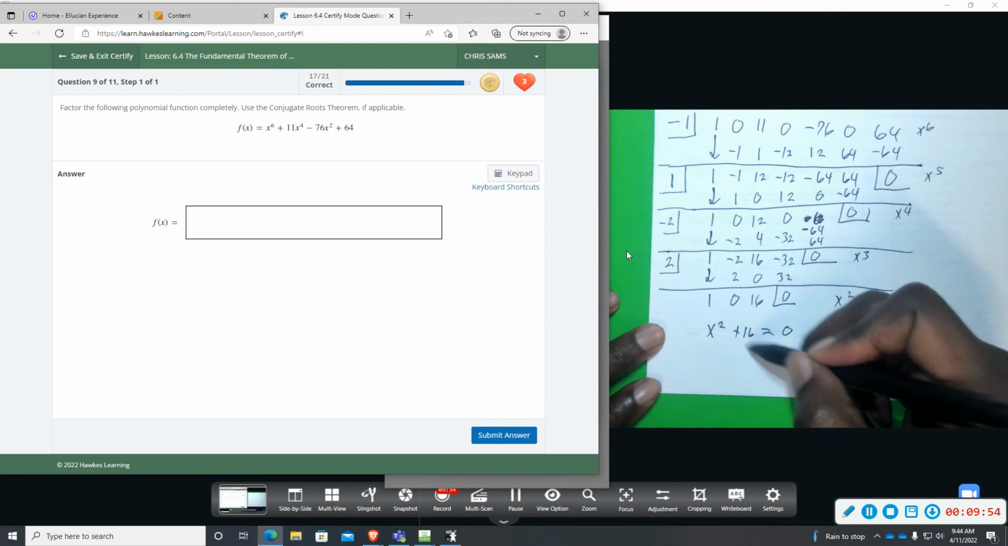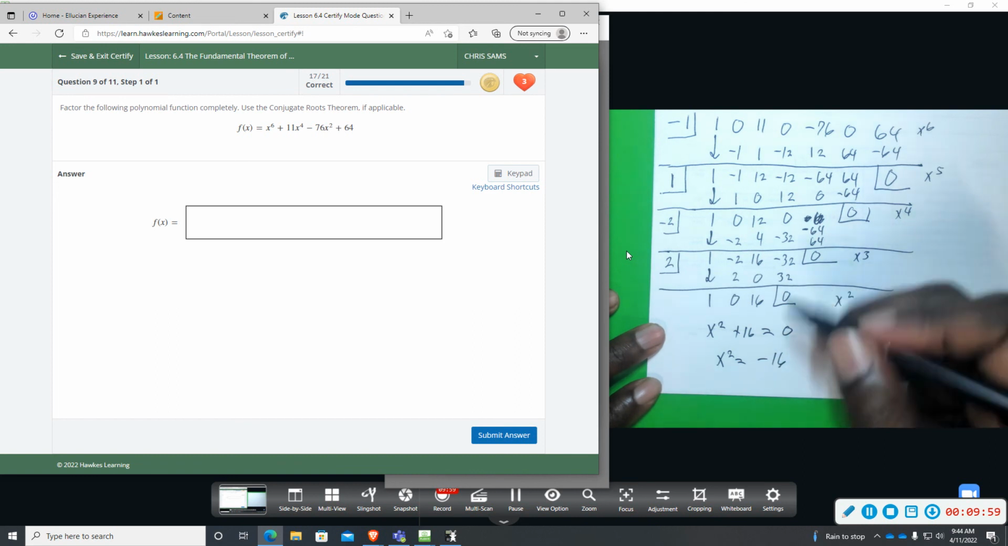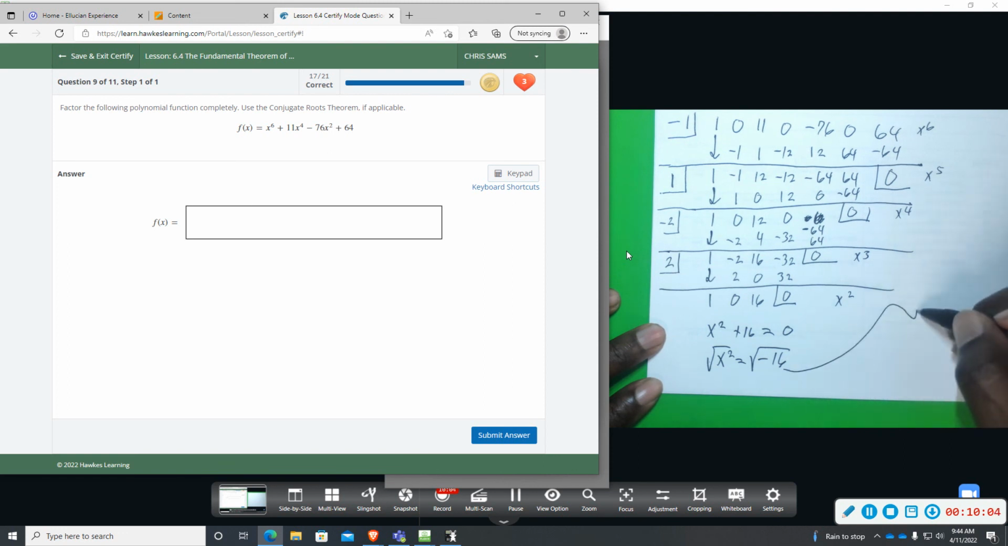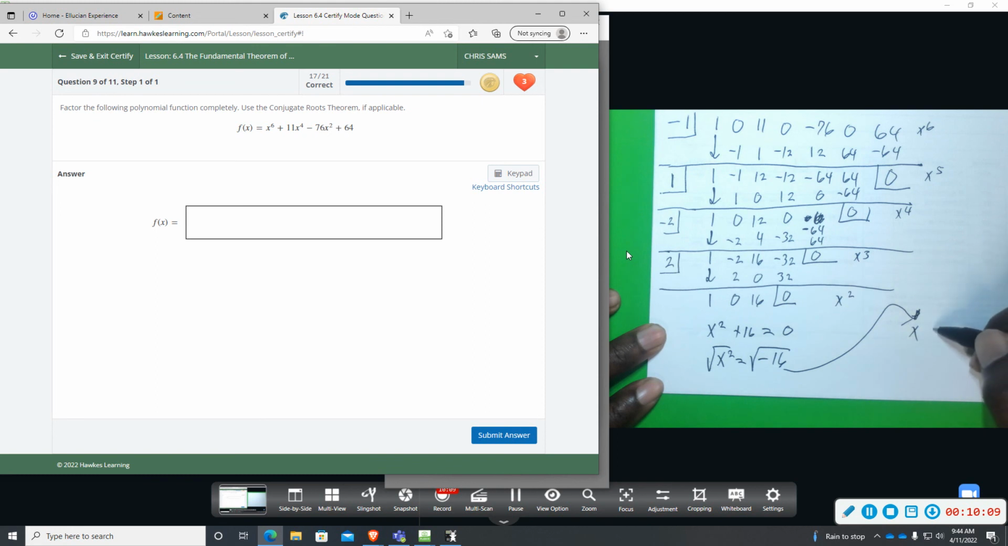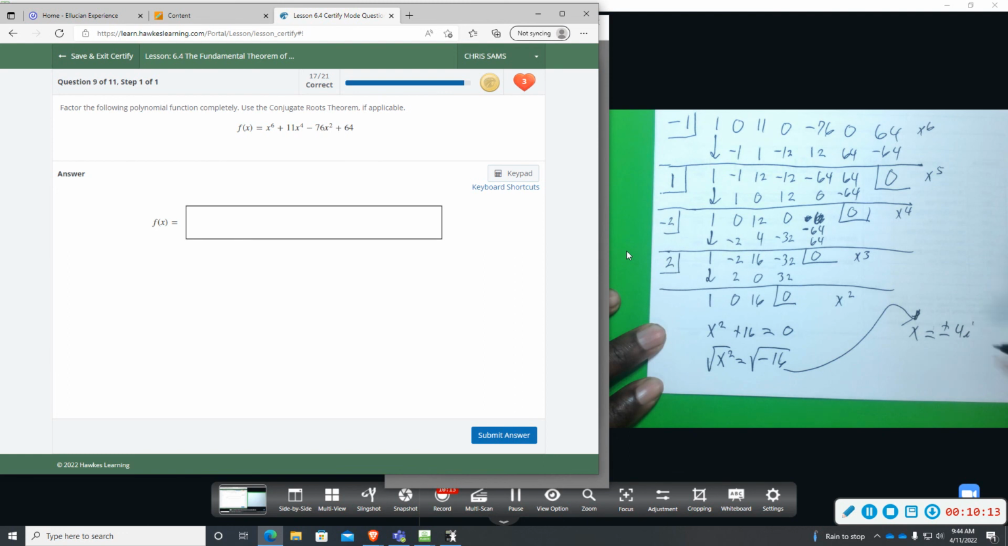And then solving this, we would subtract 16, so we get x squared equals negative 16. And you would have to take the square root of both sides. So that would give you x, and then you cannot take the square root of a negative, so you have equals positive or negative 4i. Square root of 16 is 4, but because of the negative, it becomes imaginary. So, as linear factors, you're looking at x plus 4i and x minus 4i.